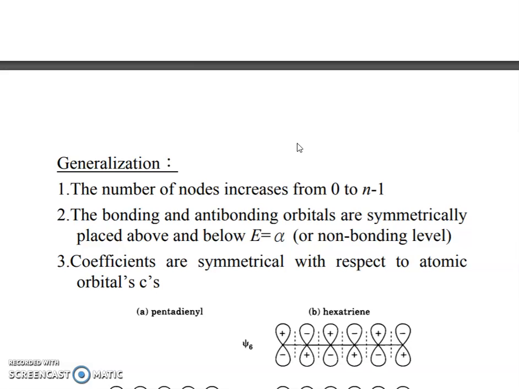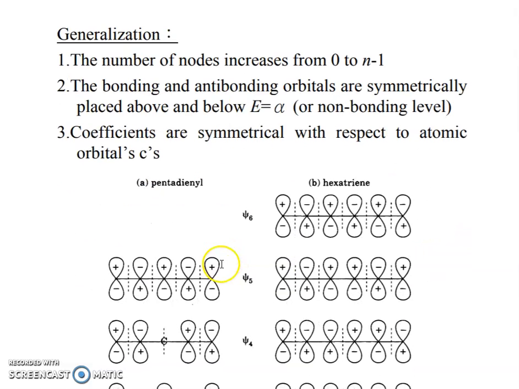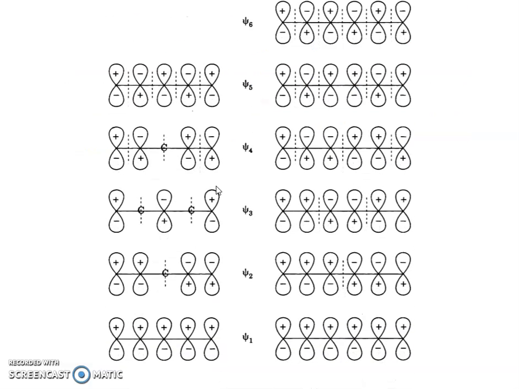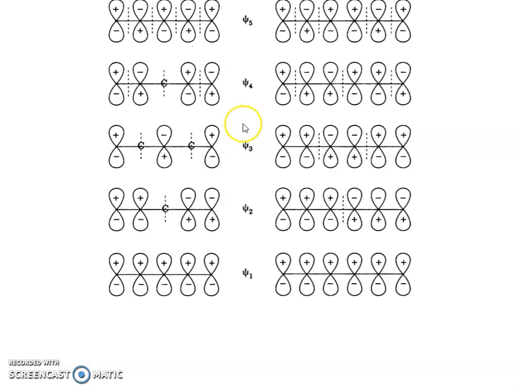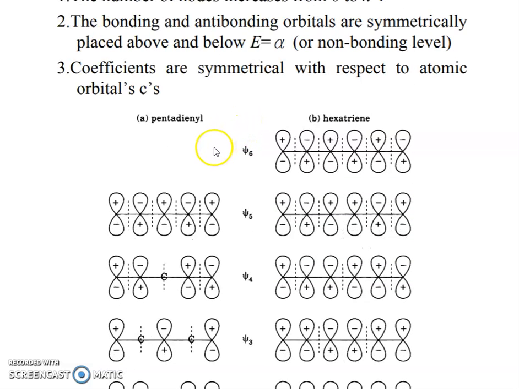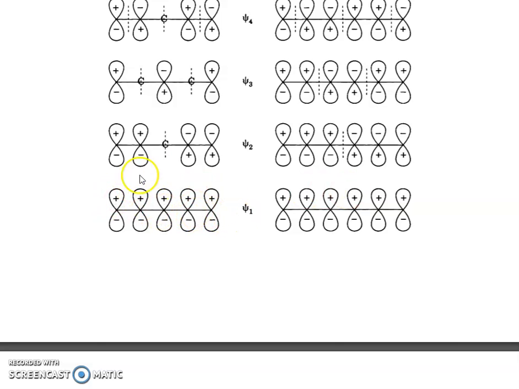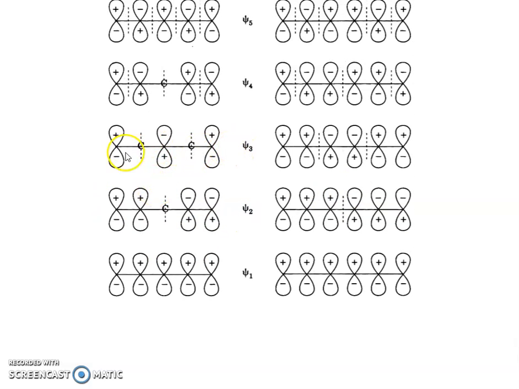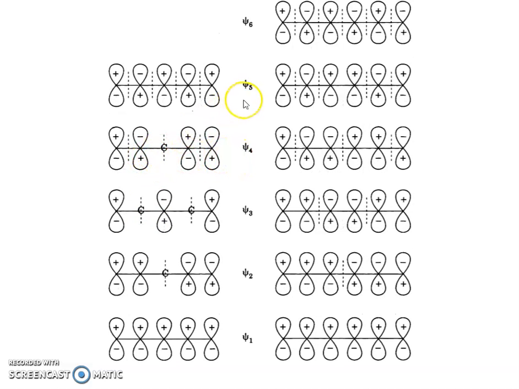The number of nodes increases from 0 to n minus 1. The bonding and anti-bonding orbitals are symmetrically placed above and below E equal to alpha, the non-bonding level. Coefficients are symmetrical with respect to the atomic orbitals. So if you have psi 1, psi 2, psi 3, psi 4, psi 5 and psi 6, in pentadienyl psi 5 and hexatriene psi 6. So you can see here psi 1, psi 2 1 node, psi 3 2 nodes, psi 4 and psi 5. In case of this, you can see here.